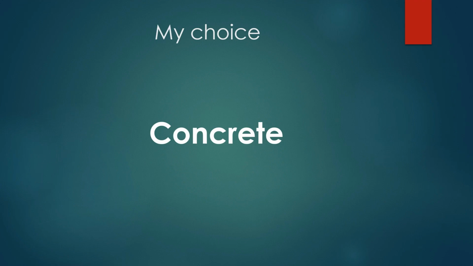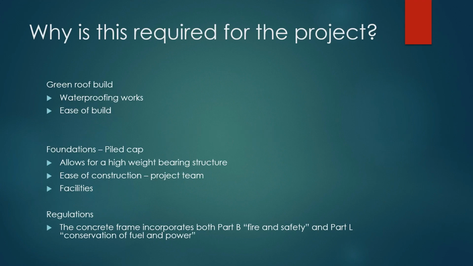My overall choice for the frame of the quayside tower will be concrete. Why will a concrete frame structure work on the quayside tower? This is due to the fact that we are using a green roof. This allows for waterproofing work to be completed easily due to the fact that we are using an impermeable material in concrete. It also allows for ease of build due to the fact that concrete can take to a large amount of materials that can be used for waterproofing and roofing works.